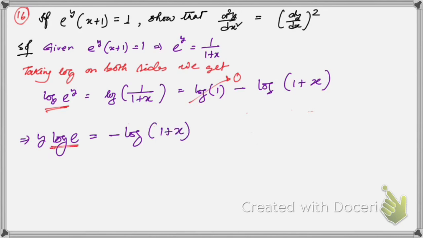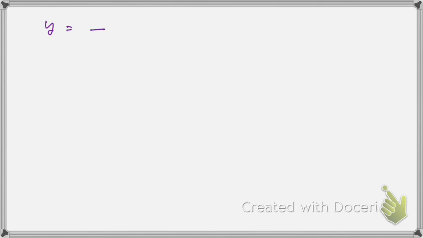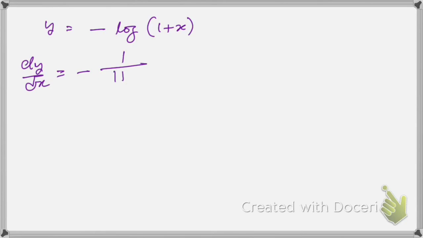So log e is nothing but 1. Okay, so we have got y is equal to minus log of 1 plus x. Now differentiate this. If you differentiate y equal to minus log of 1 plus x, dy by dx, considering log of x, the derivative of log of x is 1 by x. Here instead of x we have 1 plus x, isn't it?